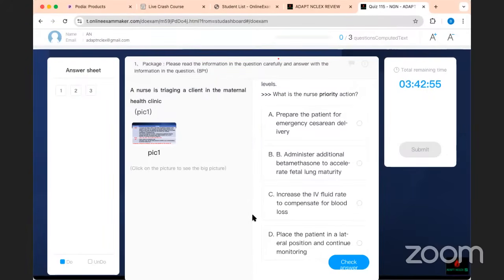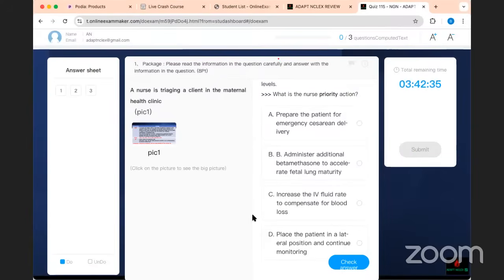Prepare the patient for emergency C-section. Administer additional betamethasone to accelerate fetal lung maturity. Increase the IV fluid to compensate for blood loss. And place the client in the lateral position and continue monitoring.